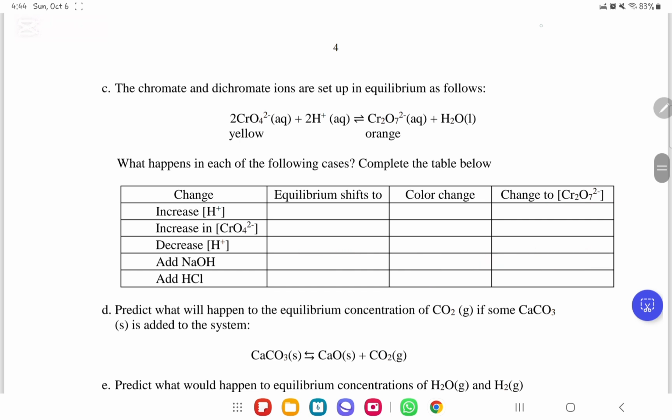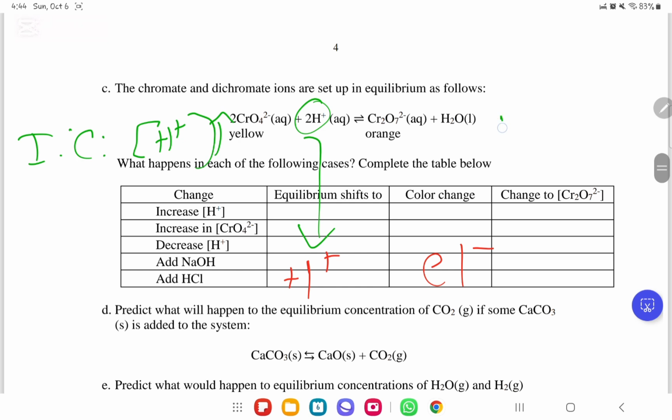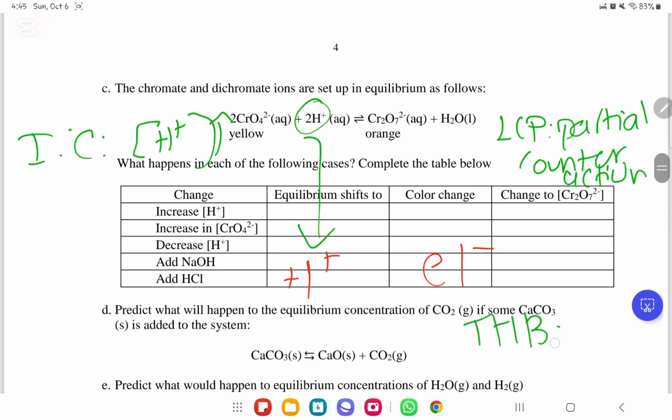Now adding HCl, it is H+ and Cl-. It will increase the concentration of the 2H+. So our imposed change is that the concentration of H+ increases. According to Le Chatelier's principle, there will be a partial counteraction. This happens by decreasing the concentration of H+.